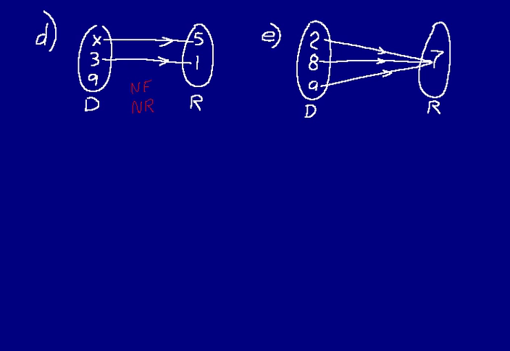E is a function though. Each value in the domain maps to one and only one value of the range. They all map to the same value in the range, but that's okay as long as they map to one and only one value. So this one is a function, and so we'll just put an F for function there.